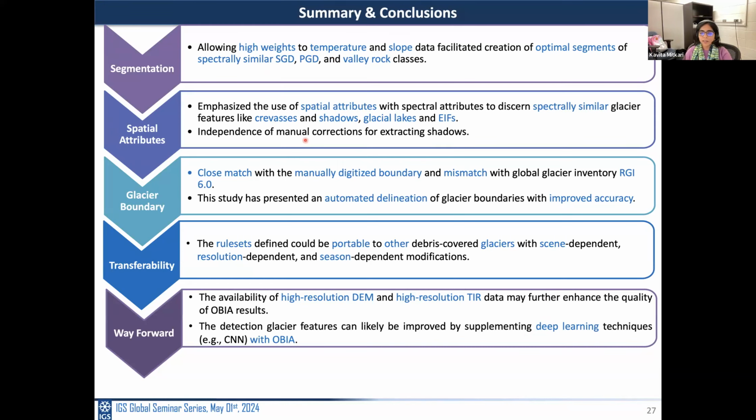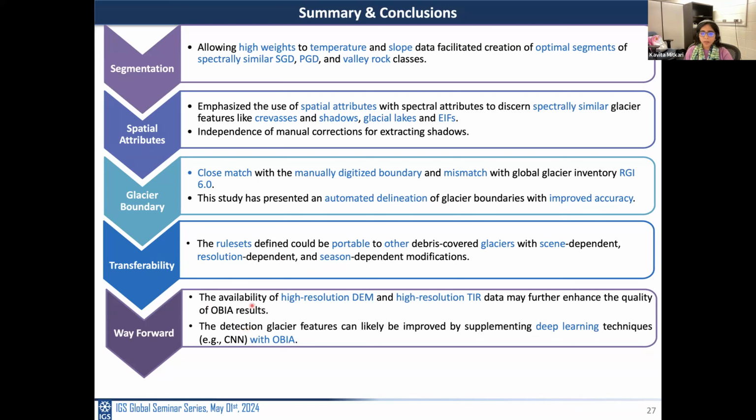Also, I have classified the shadows independently of any kind of manual corrections. The glacier boundary has been automatically delineated with improved accuracy, and it also reveals a close match with the manually digitized one compared to the RGI one. The rules that have been defined in this study could be transferred to another study area, say another debris covered glacier, considering the image resolution and the scene conditions and also the season dependent modifications.